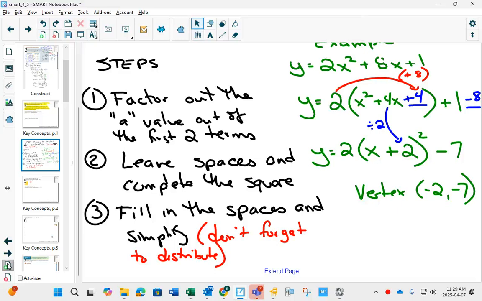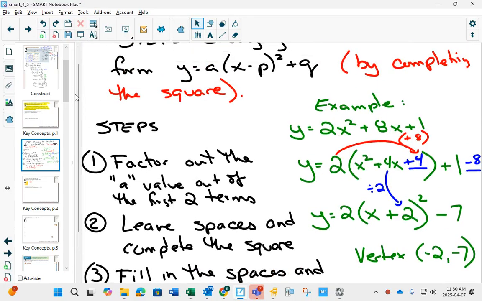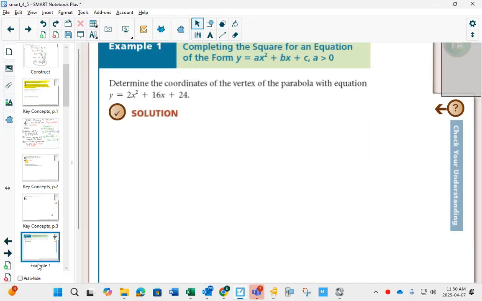So here are the steps to change it. If we think about what we want, you want it to look like this. That's telling you we need to complete the square. It tells you you need to factor out the a value. And then the rest of it is like, well, if I fill in a space, I have to compensate. What have I actually added? How does that work? And we're going to do a bunch of examples. We'll go to example 1 right now.